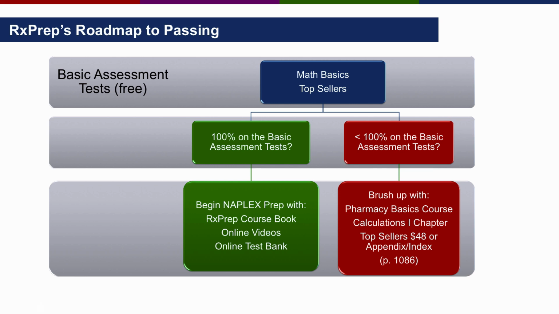The other free assessment is the top sellers. It's about 270 of the top community drugs. And we have found here at RxPrep that some of the best schools in the country do not teach brand names.